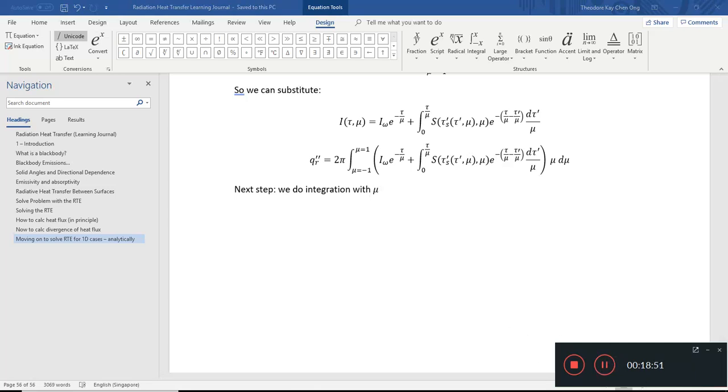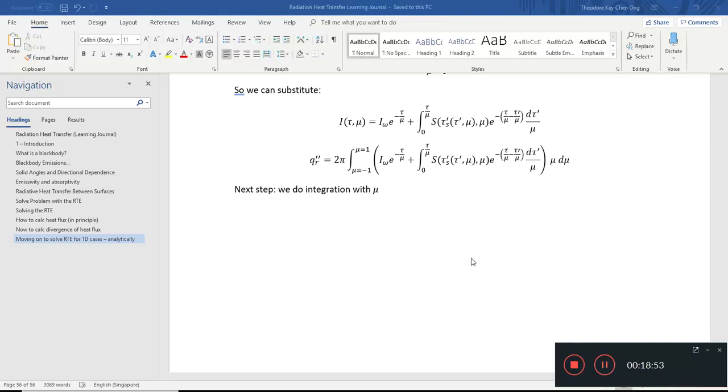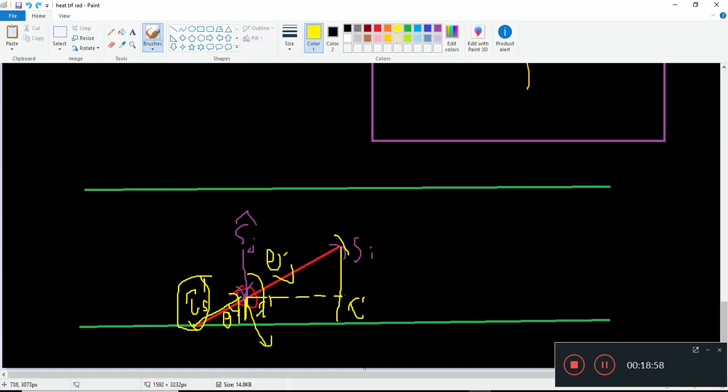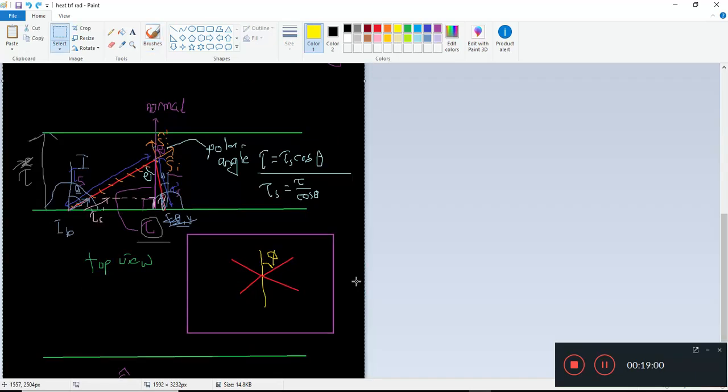Yeah, so we have integration with mu. So how do we start doing this integration with mu? We need to start looking at the diagram again.